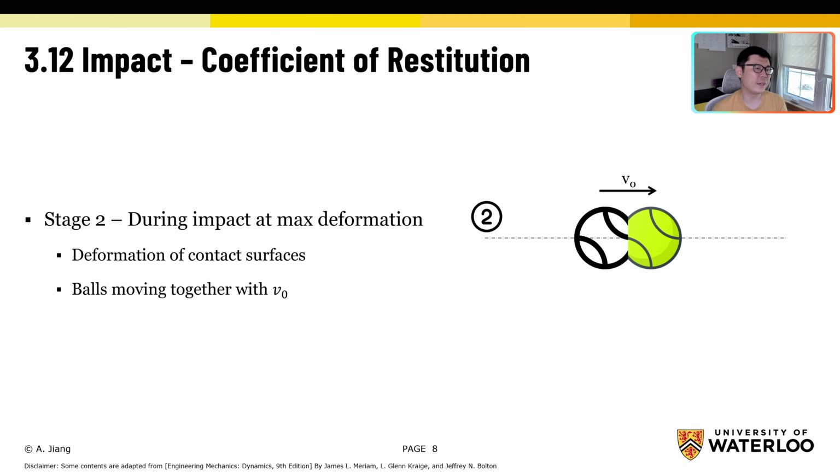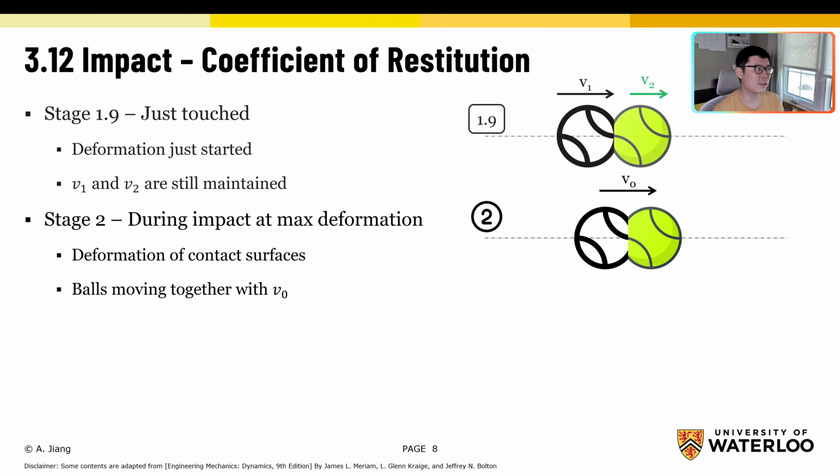Stage 2 is when the max deformation of both objects happens. And let's zoom in again to find two more substages, just before and just after stage 2. We'll call this stage 1.9. This is when they just touched each other and the deformation is just about to start, and we can say their original velocities, v1 and v2, are still there. Okay, they just got touched.